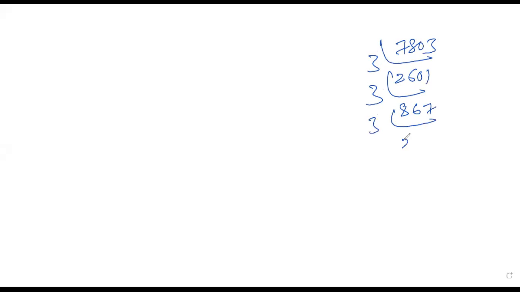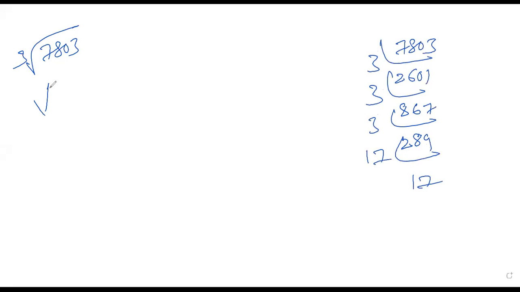Okay. Next 3 2 is 6. Next 3 8 is 24, 3 9 is 27. This becomes 17, 17. So for the 7803, the cube root, you are going to find out, right? You should write out the cube root. What is the number? It is 3 into 3 into 3, then 17 into 17.